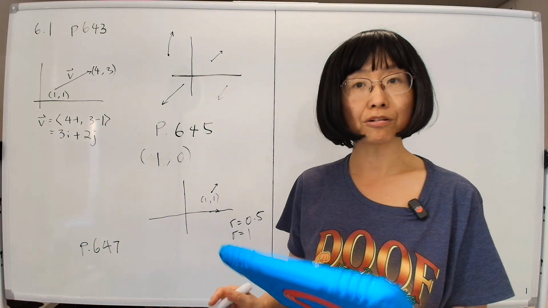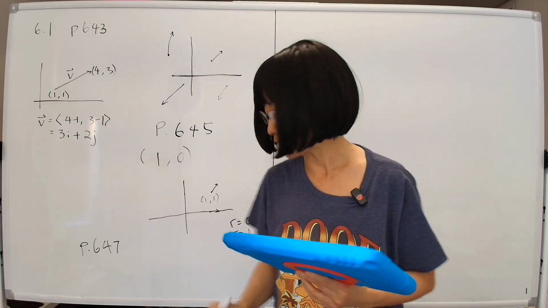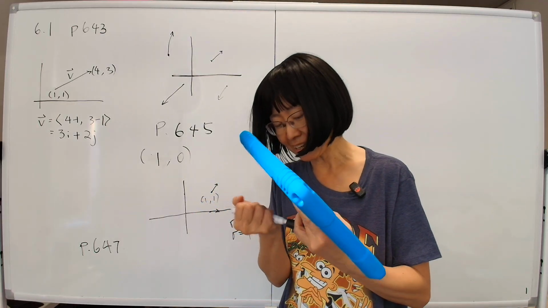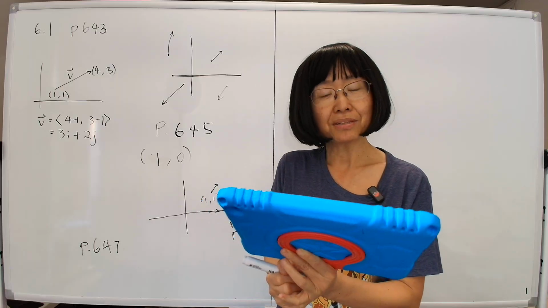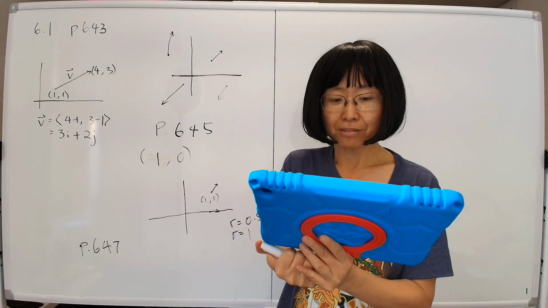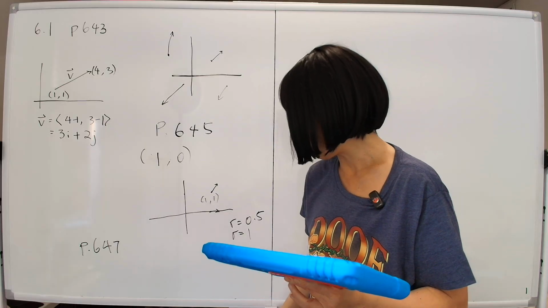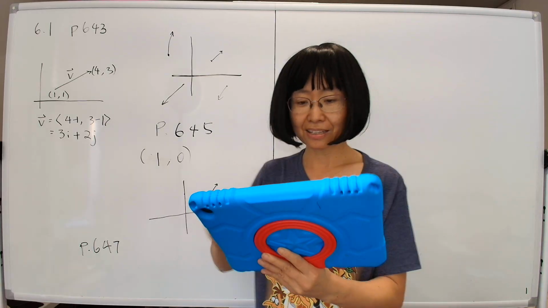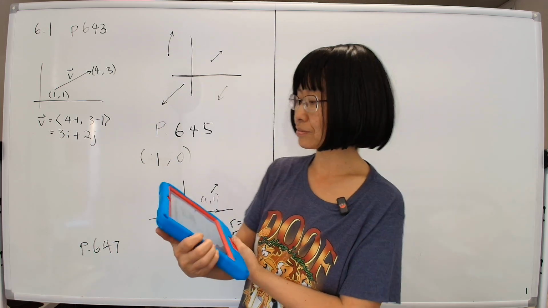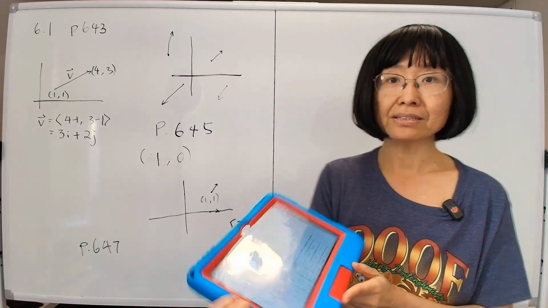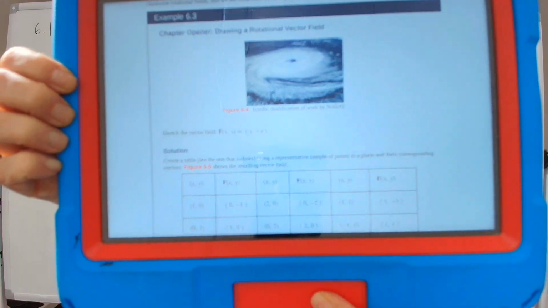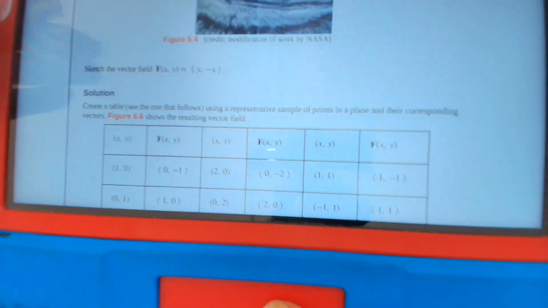Well, we consider the rotational field. Now, we just looked at the radial field where things go straight out. A rotational field is something that goes around in circles, which sort of reminds you of a hurricane, of course. Let's look at example 6.3 on page 647, where we have a picture of a nice little hurricane there. But more importantly, the function.